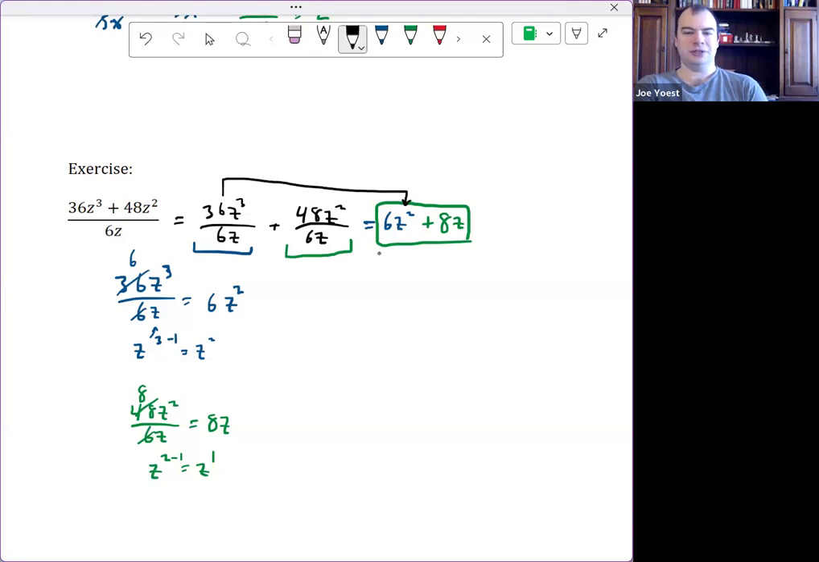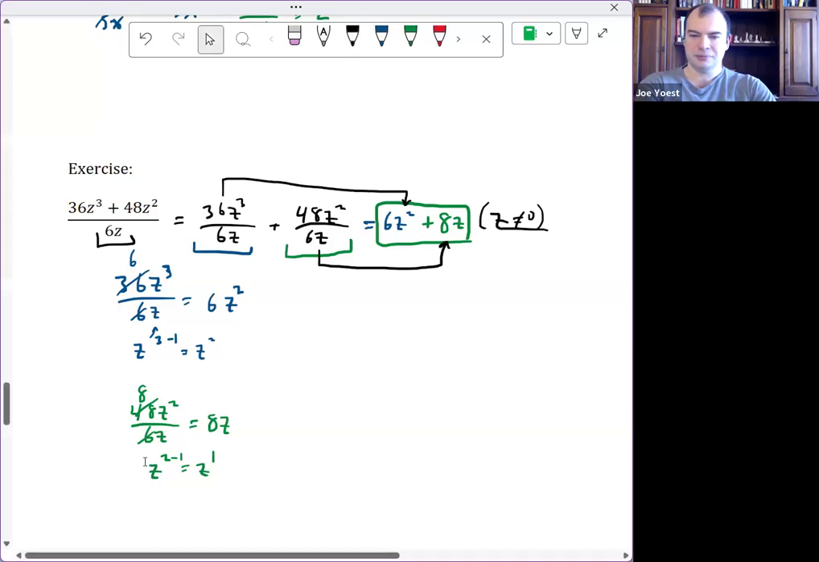And then from the second term, 48z squared over 6z. 48 is 6 times 8, so I divide out the 6, and I'm left with a factor of 8. And then z squared over z gives me z to the first, or just 8z. And I probably should say z not equal to 0 here at the end, just to make sure I respect the fact that there was a z in the denominator originally.